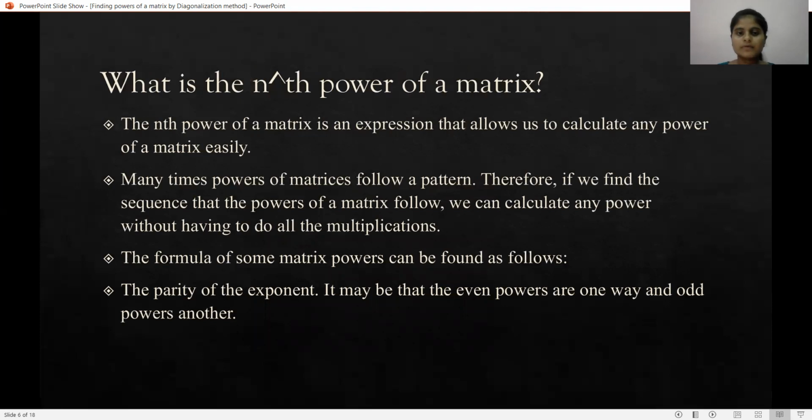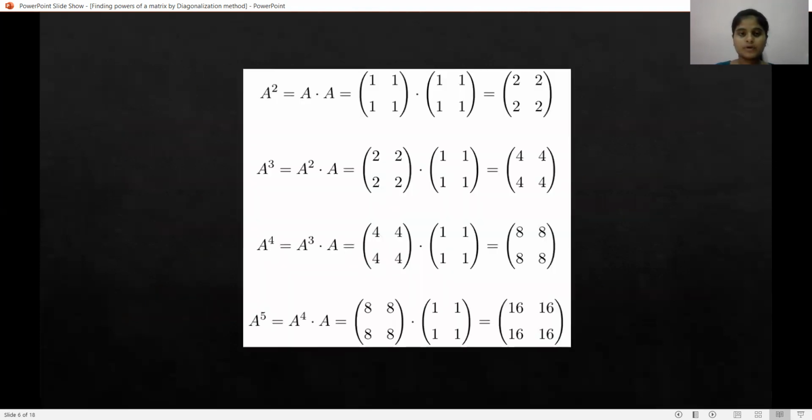What is the nth power of a matrix? The nth power of a matrix is an expression that allows us to calculate any power of a matrix easily. Many times, powers of matrices follow a pattern. Therefore, if we find the sequence that the powers of a matrix follow, we can calculate any power without having to do all the multiplications. The formula of some matrix powers can be found as follows. It may depend on the parity of the exponent, where even powers are one way and odd powers another way. Here is an example of how we can calculate the nth power.